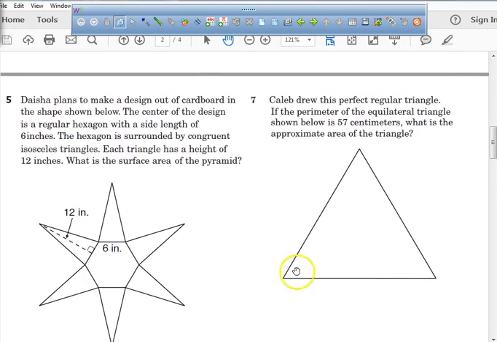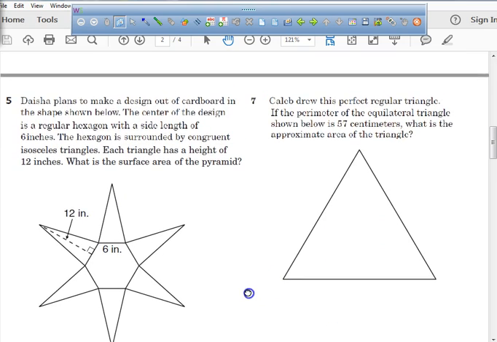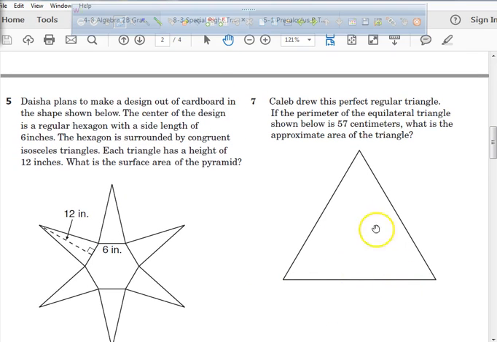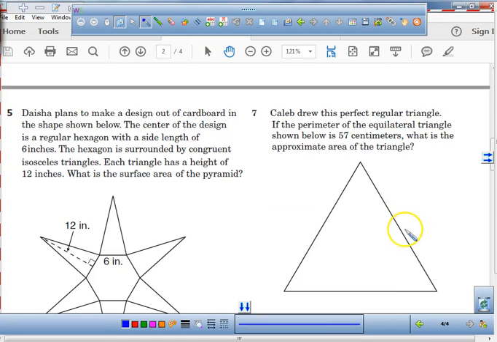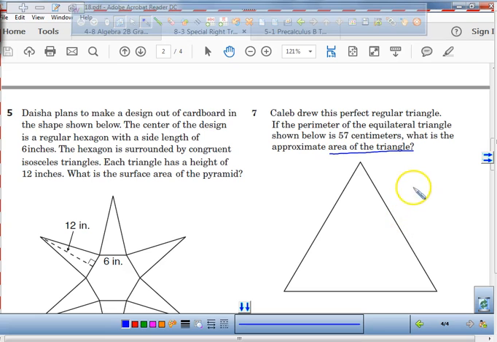Oh my goodness, you know what? Let's not even go to number 6. Let's go straight to number 7. Check this out. Why do I want to go straight to number 7? It's an equilateral triangle, and we're trying to find the area of the triangle. Now, by the way, did you write the formula down? Did you write the shortcut for the formula?